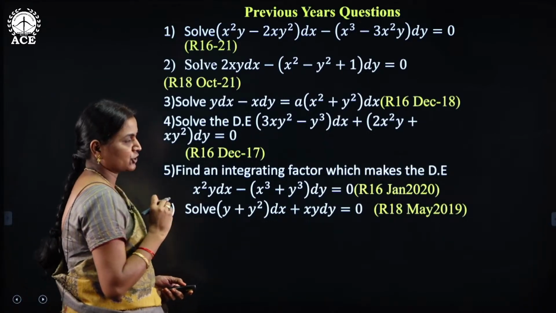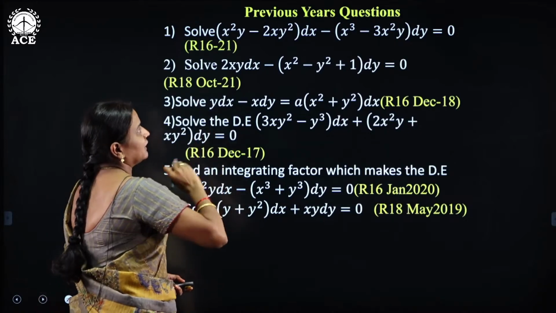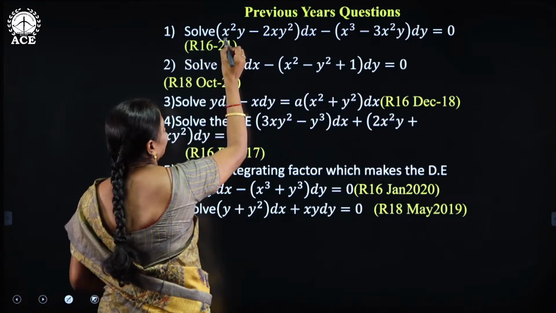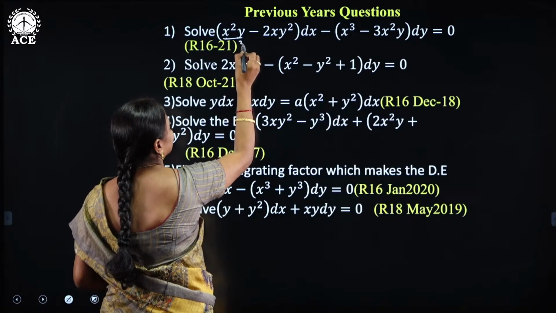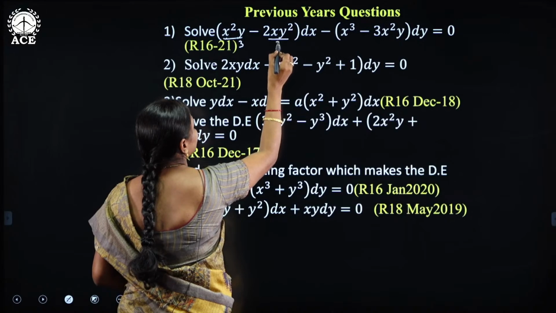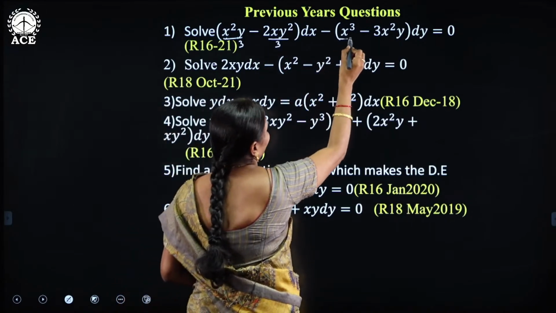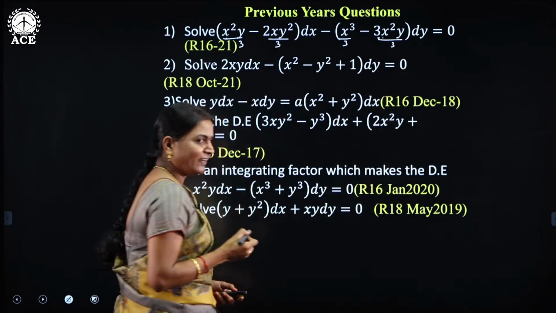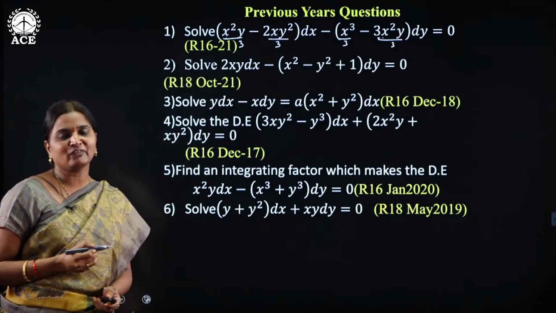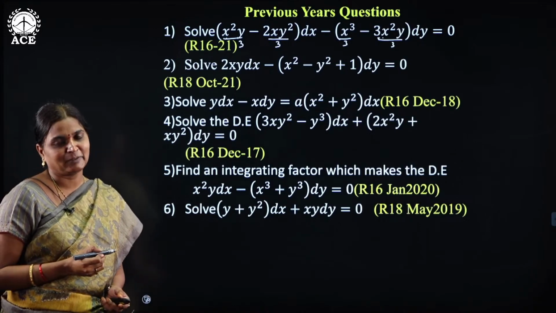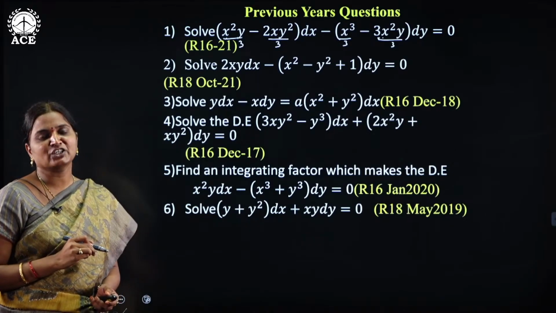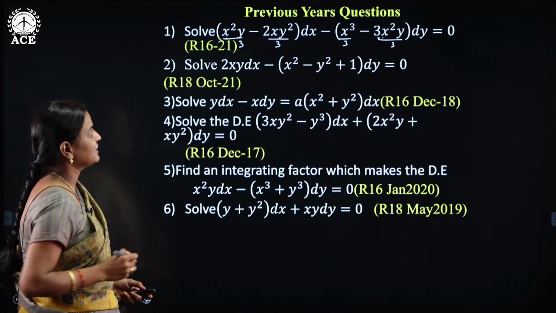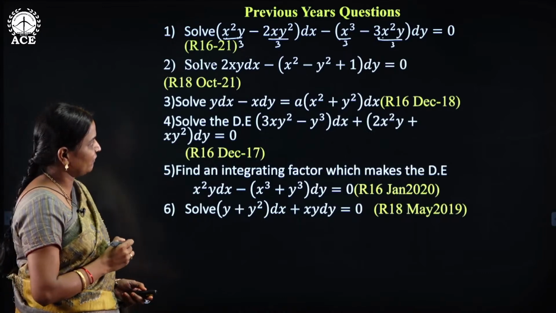Coming to the first question, all these are non-exact differential equations. See this one here: the degree of this term is 3, the degree of this term is 3, the degree of the next term is 3. In a given differential equation, if the degree of each term is the same, such a type of differential equation is called a homogeneous differential equation. So the first one is a homogeneous differential equation.